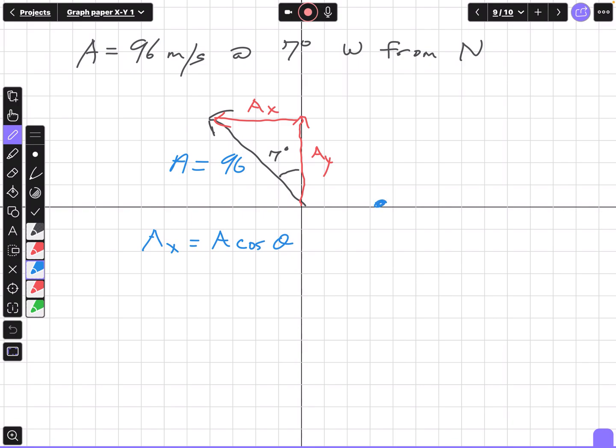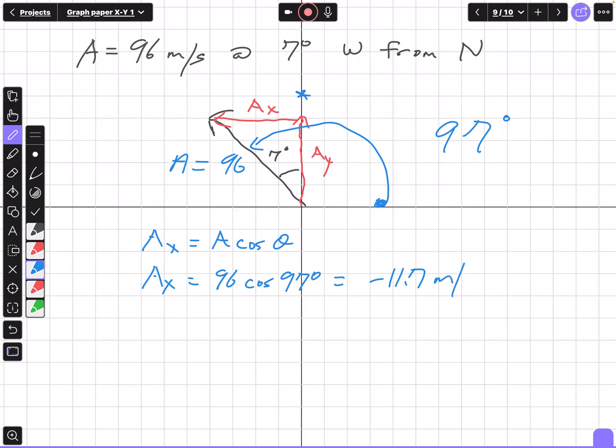I have to measure my angle counterclockwise. So I have to measure from the positive x-axis all the way till that touches. From here to here would be 90. 90 plus 7, I'd have to use 97 degrees for this to work. And when I do that, AX equals 96 times the cosine of 97 degrees. That will give you negative 11.7 meters per second for your X component. You don't even have to worry about the sign. You just have to remember to change your angle from the beginning.